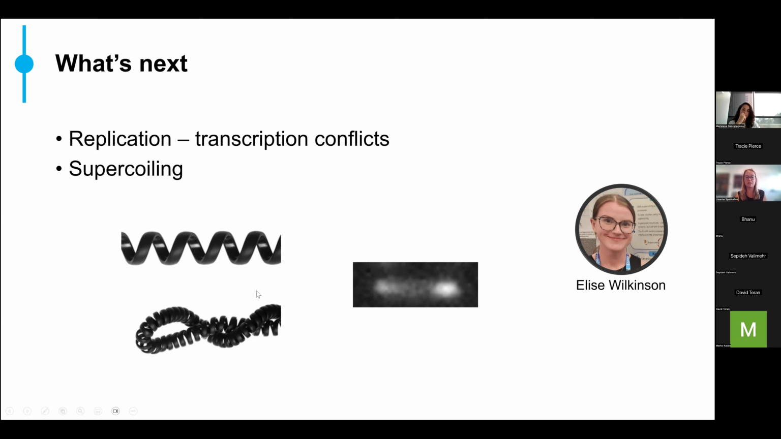So Elise has set up an assay that allows us to do that, which is what you can see in this movie, where these loops are moving around the DNA. And we're interested in seeing how this affects DNA replication.